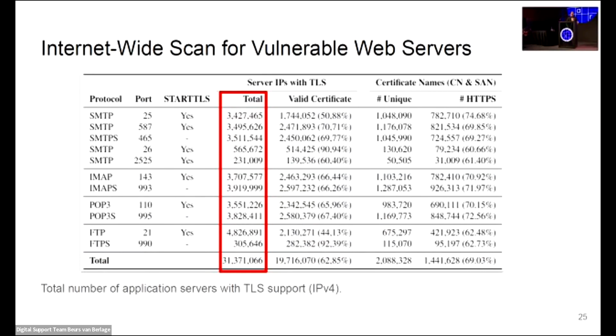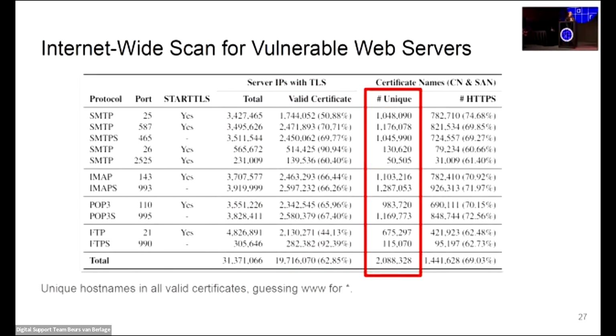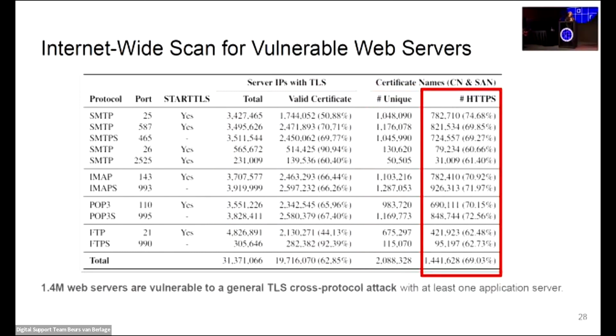So first, we scanned for all application servers and found 31 million FTP or email servers that speak TLS. And of these, about 19.7 million have valid certificates that are accepted by browsers. So all these certificates are potential vectors for exploits. And we scanned these certificates for all the host names they contain, and found 2 million unique host names. For wildcard certificates, we had to guess, and we guessed www for the subdomain. And then we looked for web servers on those hosts and found 1.4 million web servers.